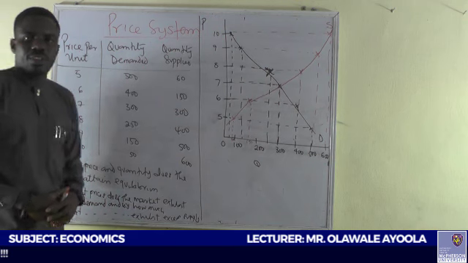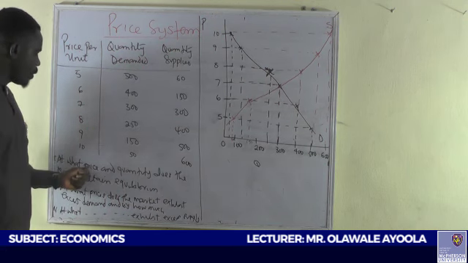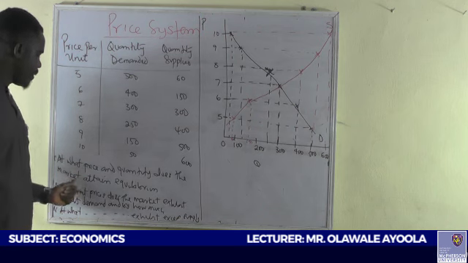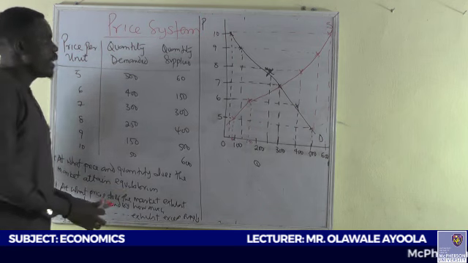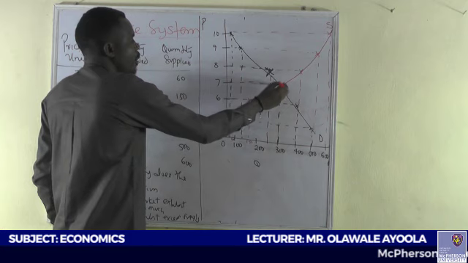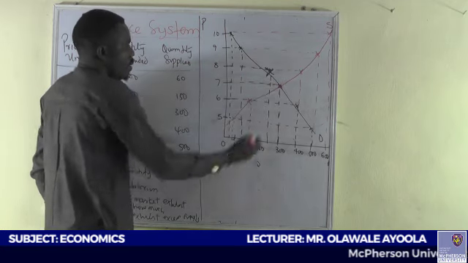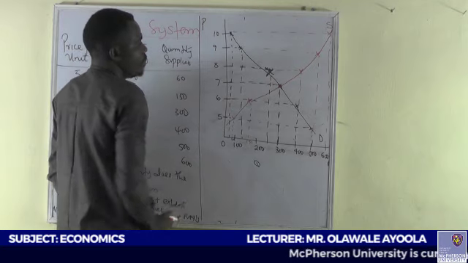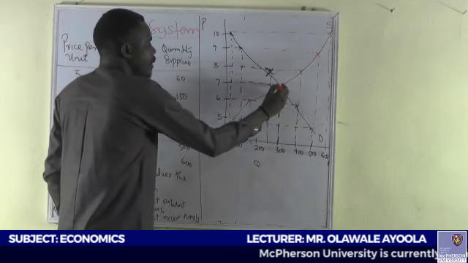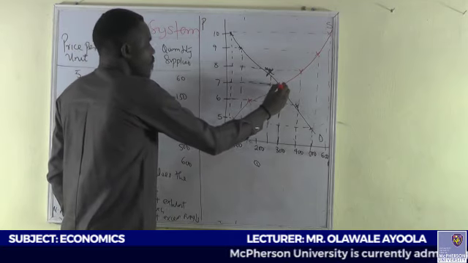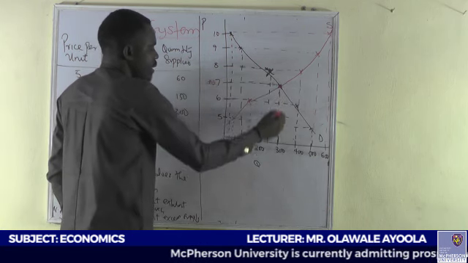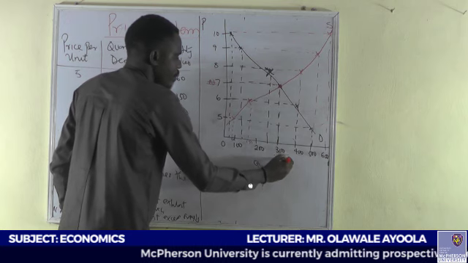Going by the first question, which is at what price and quantity does the market attain equilibrium? We can see that at equilibrium, as explained earlier, quantity demand equates quantity supply. And as shown by this diagram, at that point where quantity demand equates quantity supply, price is 7 naira, while quantity is 300.